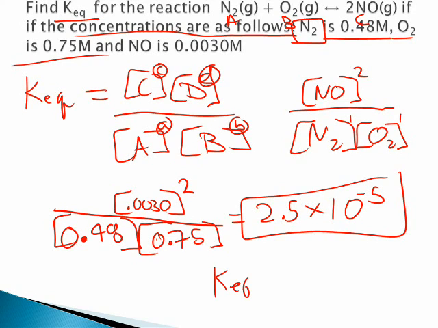That means K equilibrium is much less than 1. That will favor the reactants.